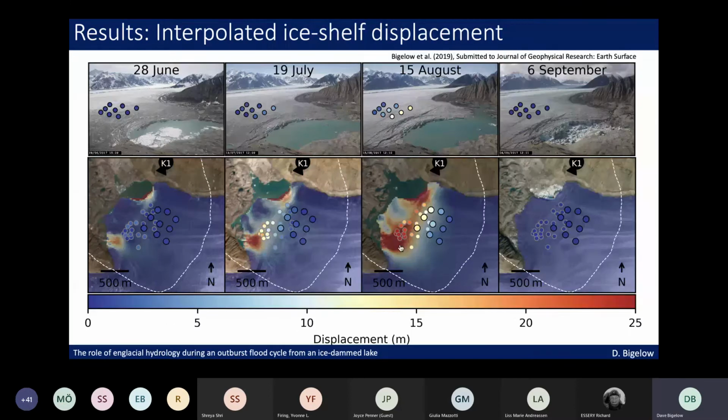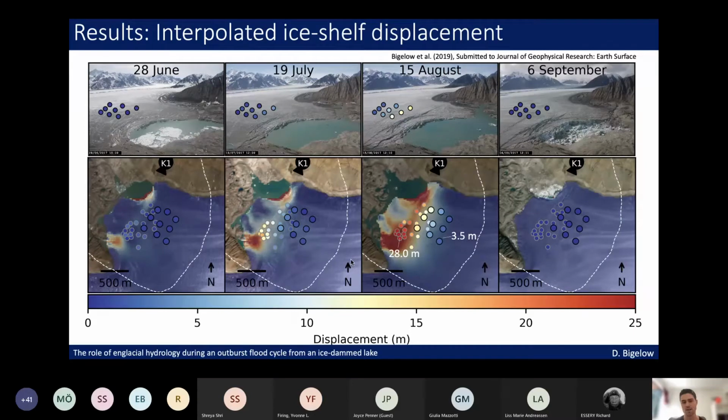So taking this a little bit further, we tracked approximately, I can't remember how many points off the top of my head right now, 30 or so points on the ice shelf in order to estimate displacement across the entire glacier. And of course, we needed to interpolate this a little bit in order to get some better estimates. But what we found was that there's about 3.5 meters of displacement further away from the ice shelf, and about a maximum of 28 meters of displacement near the ice front.